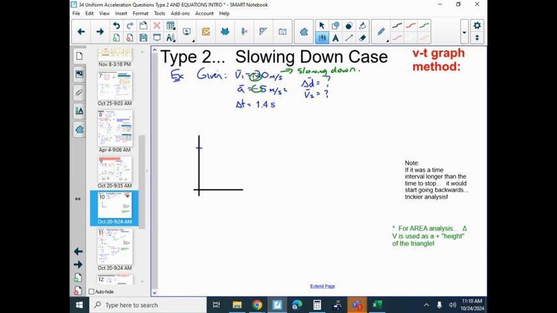So we're starting at 20. Give yourself some room to slow down to some final V2. That's my V1. Here's my VT graph. There's my 1.4 seconds. We're starting with this velocity and going with uniform acceleration to that one, so make that a nice straight line. I'll fix that up, make it better, right? So I've got my VT graph.